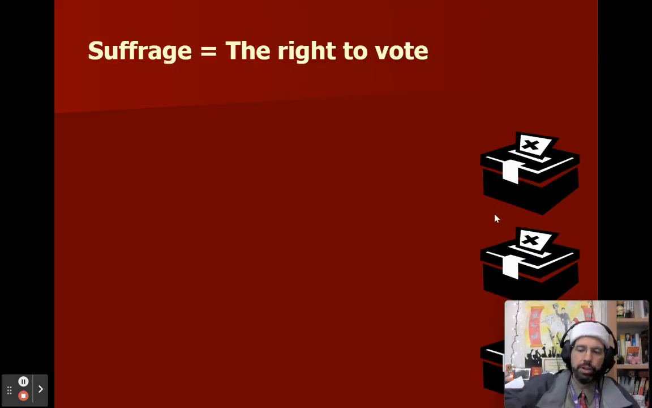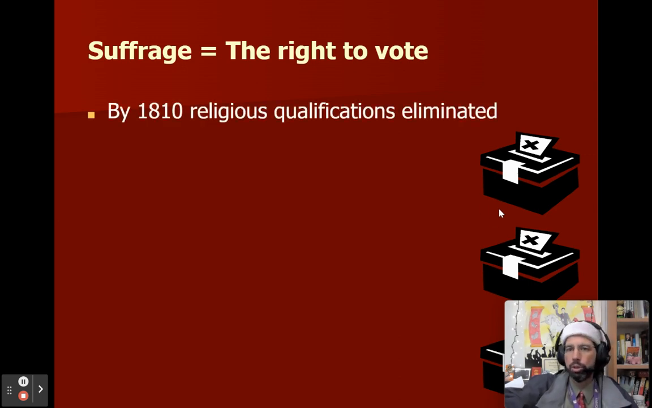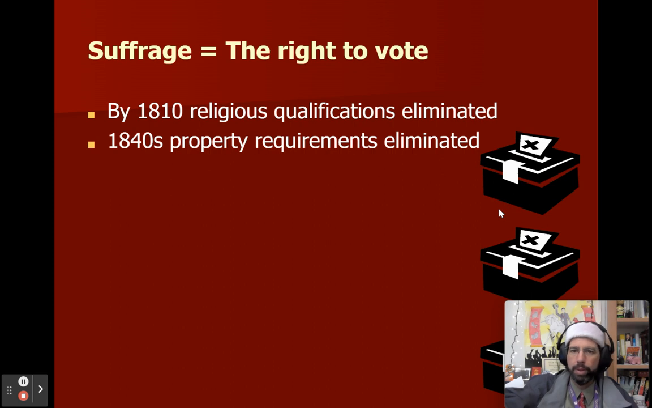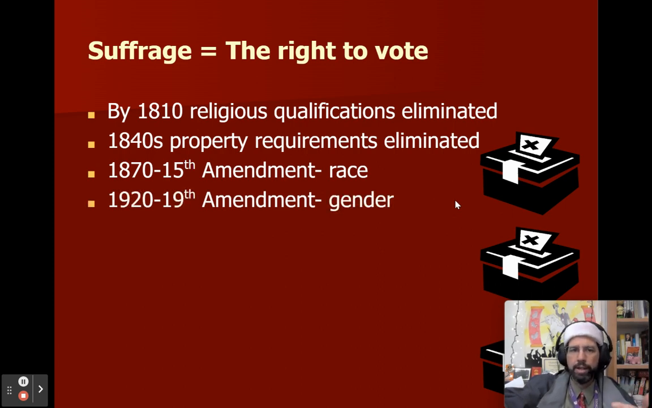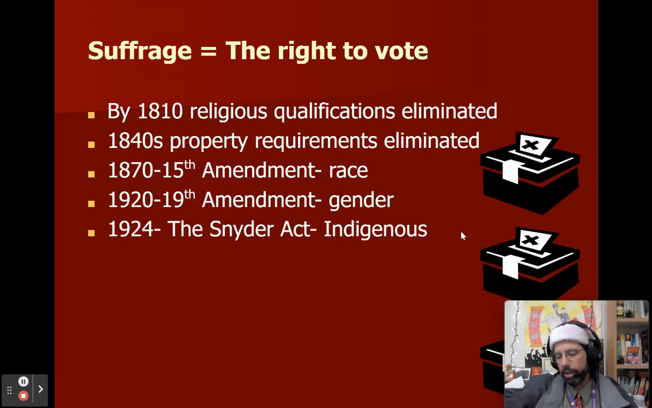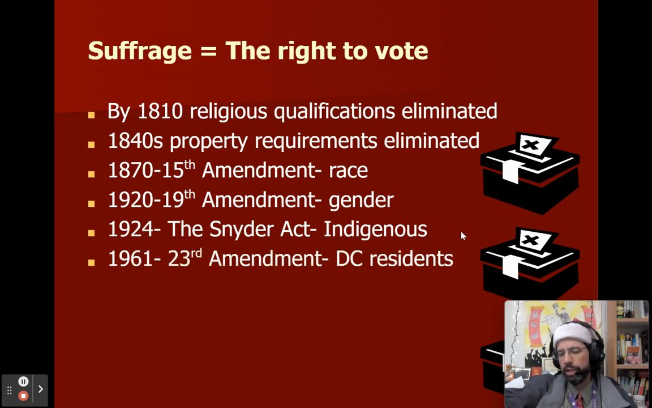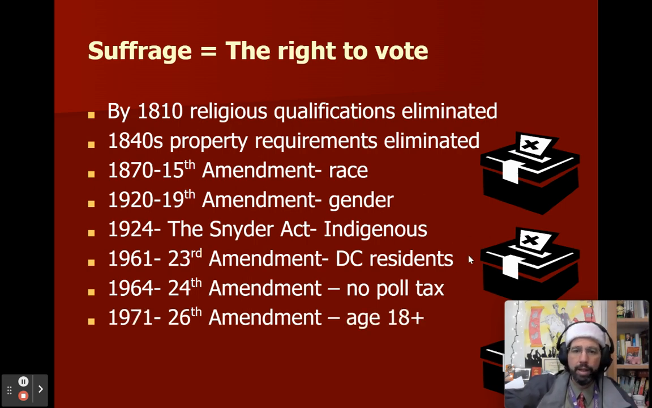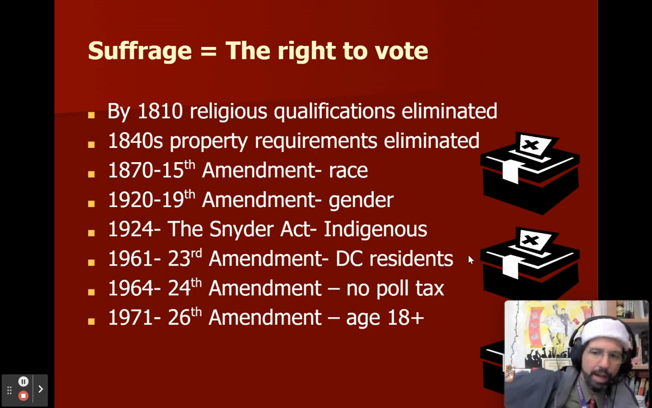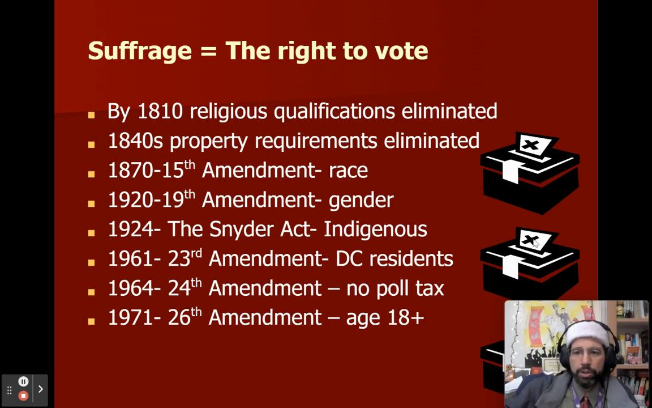And so, has the United States become more or less free? Well, if you look at suffrage, which is the right to vote, over time you'll see qualifications eliminated. Religious qualifications eliminated in 1810. Property requirements were eliminated in the 1840s. You have the 15th Amendment, which gets rid of the race requirement. Gender requirements in the 1920s. The Snyder Act allows indigenous people to vote. Residents of DC get an electoral vote in 1961. Poll taxes and literacy tests are eliminated. And finally, everyone over the age of 18 with the 26th Amendment in 1971. So we are becoming a freer state. The democratic experiment is, in fact, working.